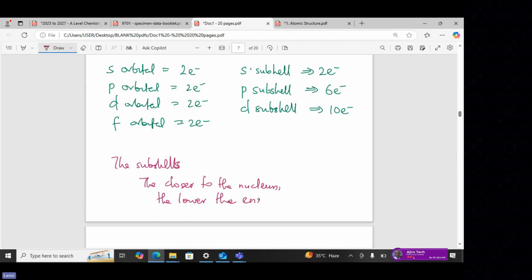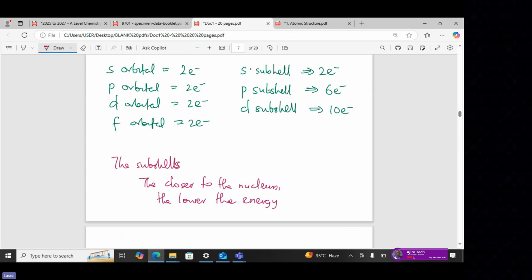Now, let me ask you this. If an electron is coming and sees 2 subshells, one has higher energy, the other has lower energy, where will the electron naturally go to? Everything in life wants to be stable. Let me give you an instance. Not only in chemistry, in science, in life, everything wants to be stable. Don't forget that.